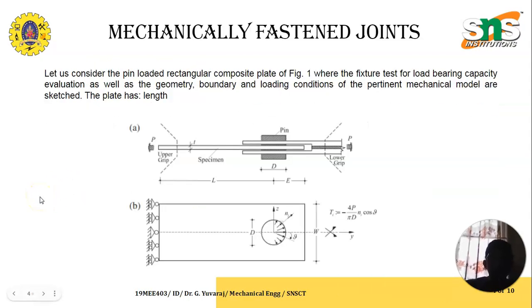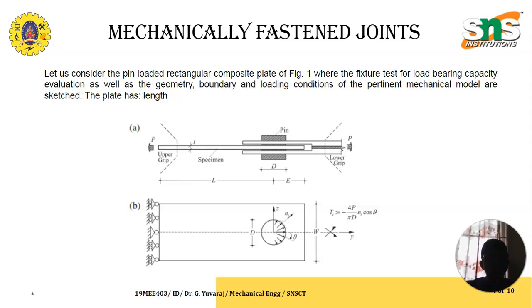Generally, let us consider a pin loaded rectangular composite plate. For example, let us take the fixture test, which has been considered for the load bearing capacity evaluation, as well as the geometry. The boundary and loading conditions of the pertinent mechanical model are sketched here. Let us take that there is an upper grip and also a lower grip.